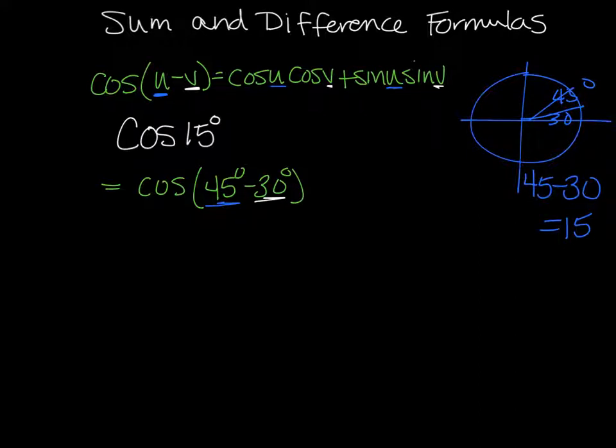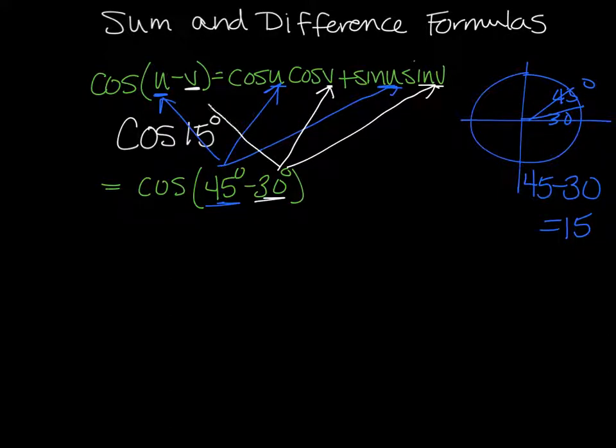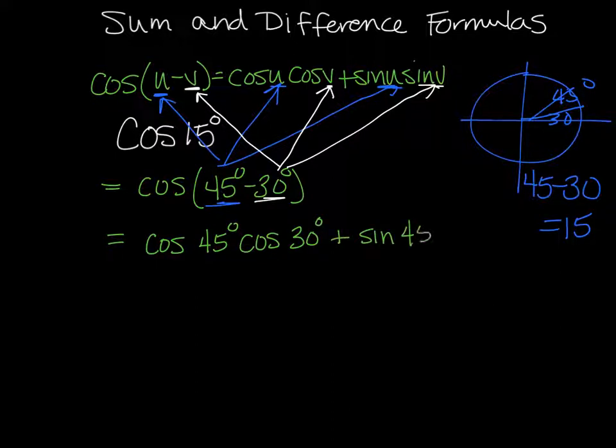We're going to take 45 and I'm going to plug it in right there and right there, because it's the first one in this formula. And I'm going to take 30 and I'm going to plug it in for v there and there, because it's the second one in this formula. So let's see what that looks like. So we've got the cosine of u, which is 45 degrees, times the cosine of v, which is 30 degrees, and then it says plus sine of u, the first thing, 45 degrees, times sine of v, the second thing, 30 degrees. And now that I have angles that are on the unit circle, I can go ahead and just know my points on the unit circle.